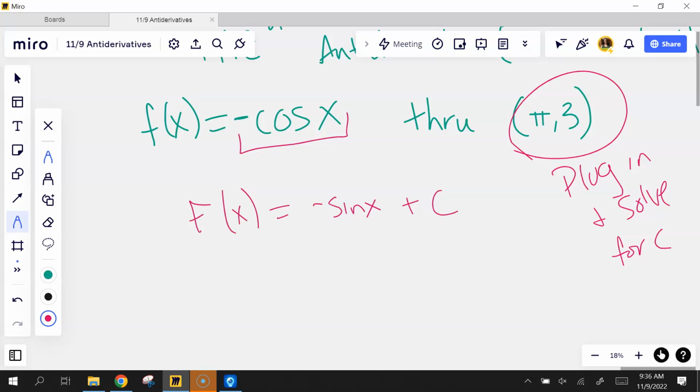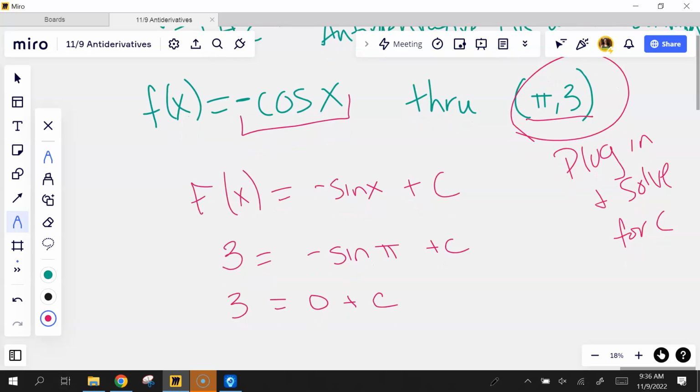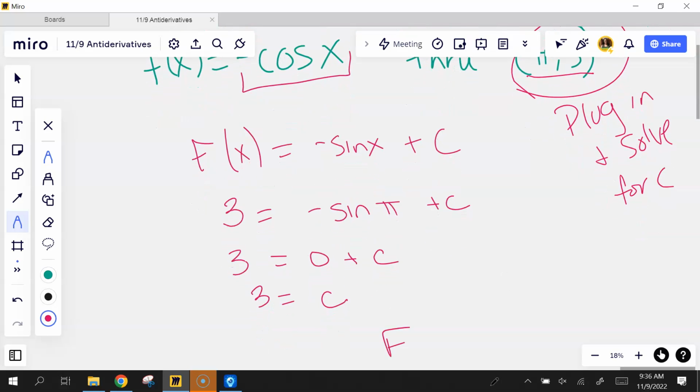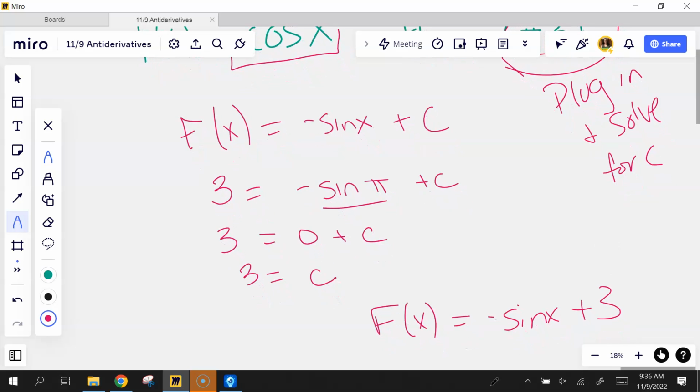Well, what's the point? So pi, 3. Let's solve it for my constant. What's the sine of pi? All the way across, what's the y value across at 180 degrees? 0. So it doesn't matter this negative. So what's c? So what is the antiderivative here? Sine of pi is 0.